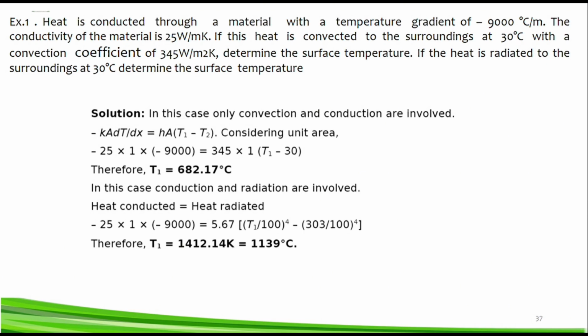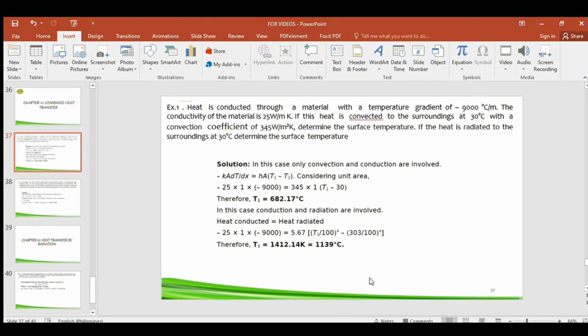Example number 1 on the combined heat transfer. Heat is conducted through a material with a temperature gradient of negative 9,000 degrees Celsius per meter, and the conductivity of the material is 25 watts per meter degree Kelvin. If this heat is convected to the surroundings at 30 degrees Celsius with a convection coefficient of 345 watts per square meter, determine the surface temperature. And if the heat is radiated to the surroundings at 30 degrees Celsius, determine the surface temperature.